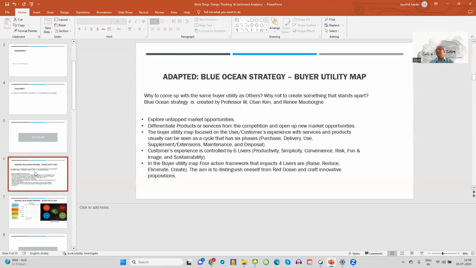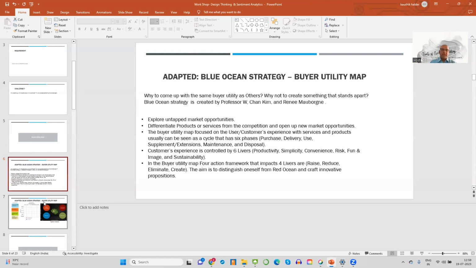Now say there is a risk of getting poor sentiment. The factor which is bringing the risk of poor sentiment can probably be eliminated, or we can create something new to convert it into a positive sentiment. So those 6 levers are again controlled by the 4 impactful levers we discussed just now: raise, reduce, eliminate, and create.